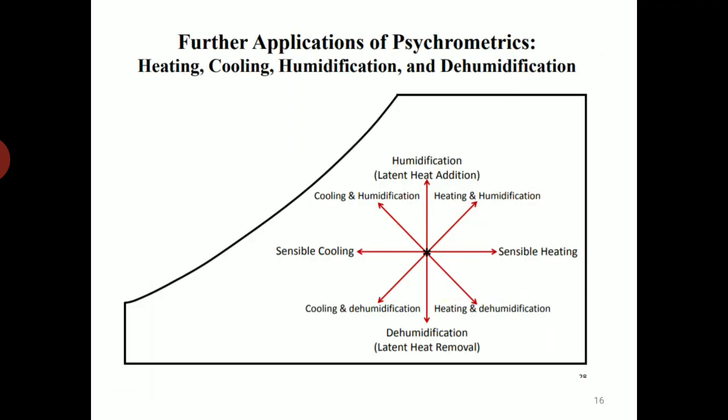Now you can see the skeleton. He may ask you to draw the skeleton of the psychrometric chart. So how exactly is the psychrometric chart obtained? What are the different processes? In coming slides I'll explain them: sensible cooling, sensible heating, cooling and humidification, heating and humidification. These are the different processes on the psychrometric chart.